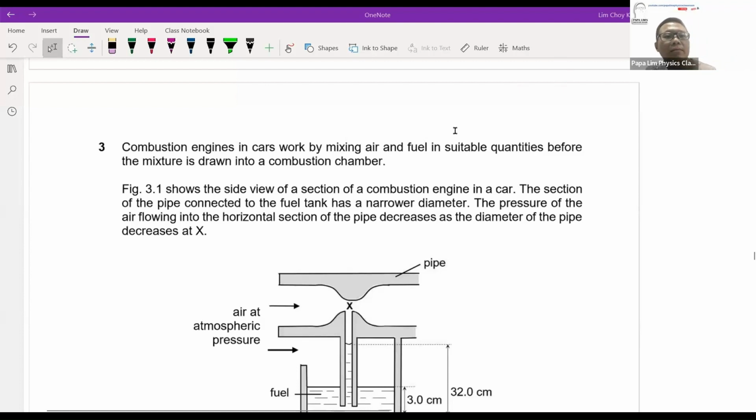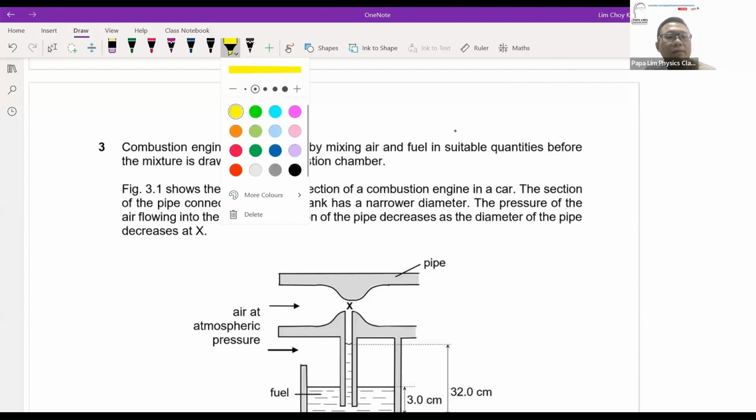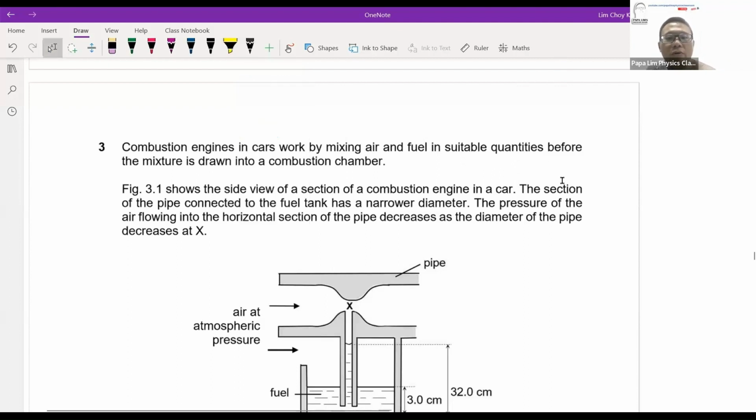One thing about this question, I would say the important thing after reading the whole stem or the whole story is that in this particular section, the pressure of the air flowing through the pipe decreases as the diameter decreases at X. So this statement is telling you that the pressure at X is lower because of the speed. At X, the speed of the air particles is very fast because of the small area, the small diameter.